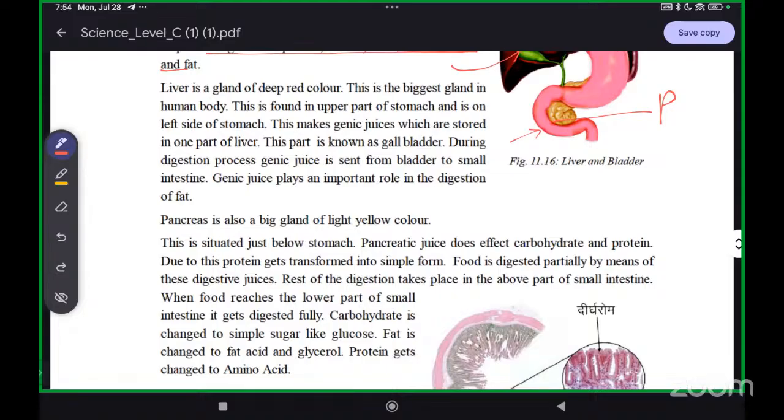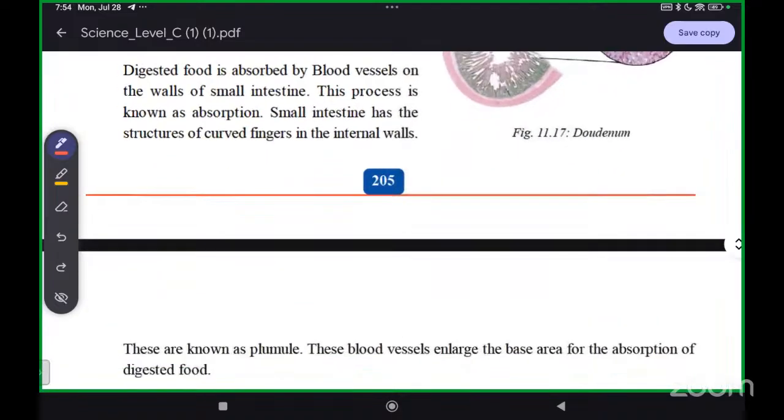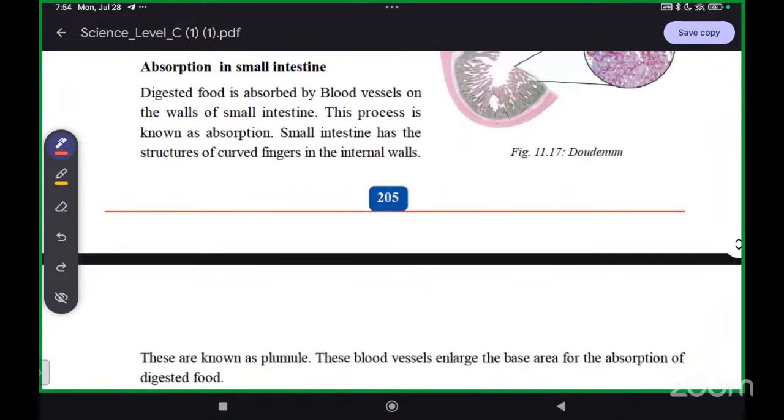Remember, digestive juices help in breaking down the food and digesting it slowly. Then the rest of the digestion takes place in the upper part of the small intestine. When food reaches the lower part of the small intestine, it gets digested fully, and carbohydrate is changed to simple sugar like glucose. Fat is changed to fatty acid and glycerol. Protein gets changed to amino acids. That is when digestion takes place.